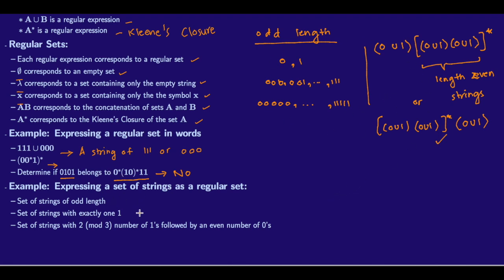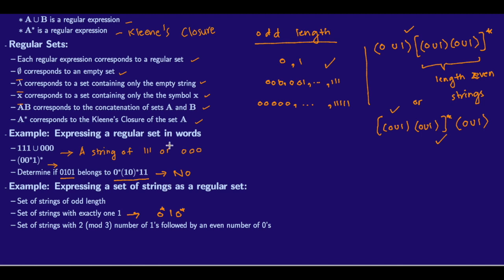So let's do this guy. Set of strings with exactly 1, 1. So then we have a 1 here. Then we can have any number of zeros here, and then we can have any number of zeros here. So this is straightforward. You can see that some of them are straightforward, some of them we need a little bit of work. But I think you all will agree that this guy is also correct, but this guy is more interesting and a more compact way of writing the same thing.